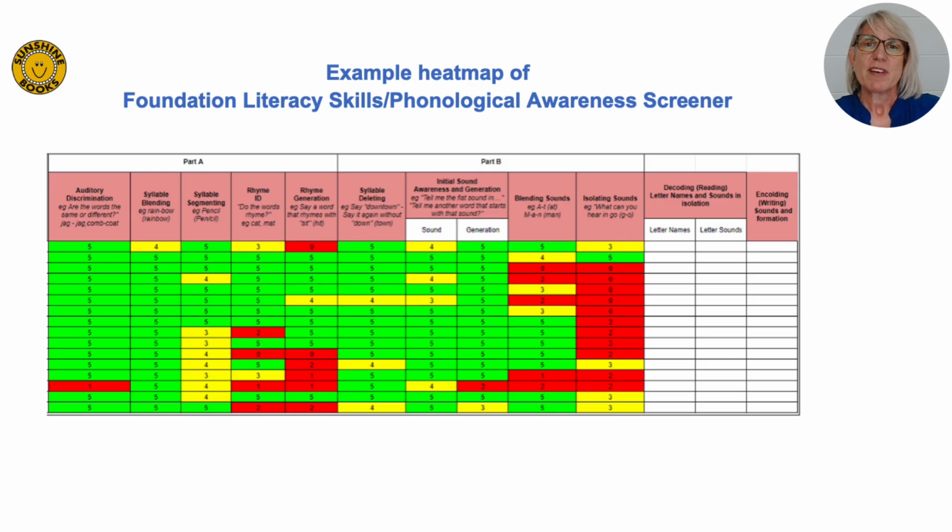Phonological awareness is foundational to reading development, so it is essential that we assess it. This example heat map is one created from a Foundation Literacy Skills assessment, available to users of the Ideal platform. This shows a group's performance across a range of phonological awareness skills, from larger units of sound such as syllables and rhyme, through to individual phonemes. The traffic light system allows us to quickly identify patterns, determine teaching priorities, and recognise students who may require additional support.